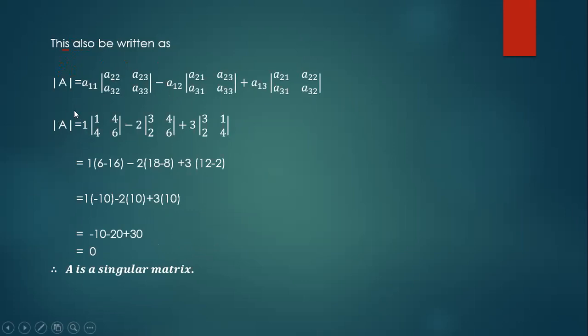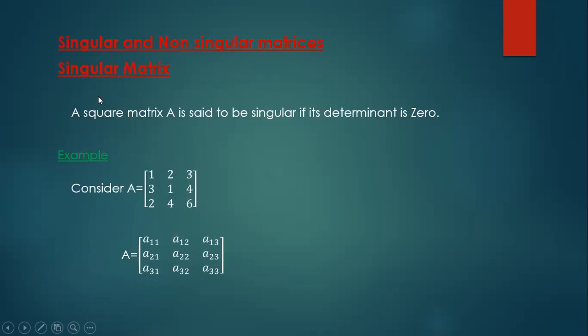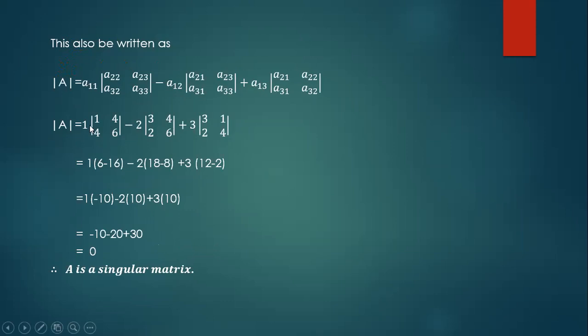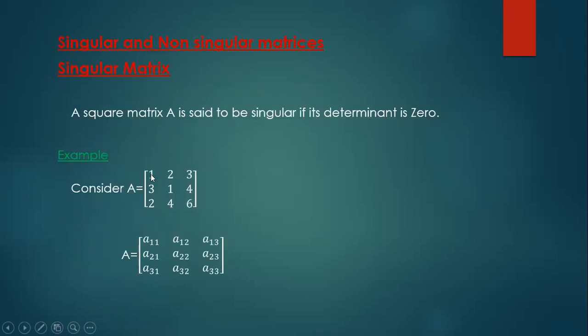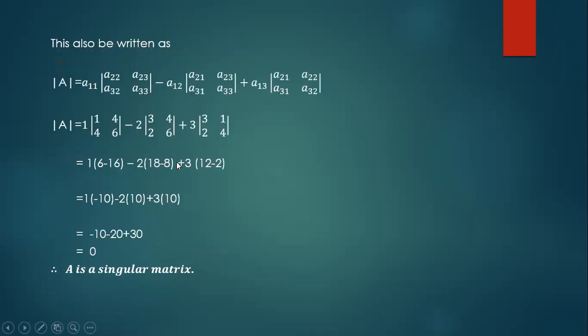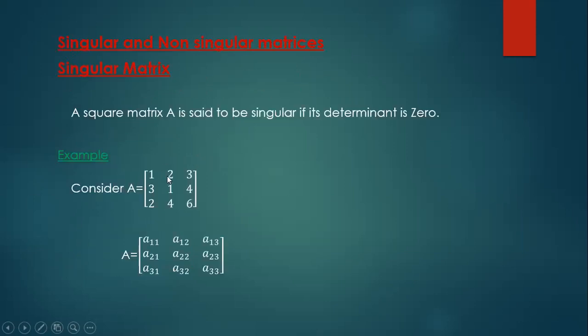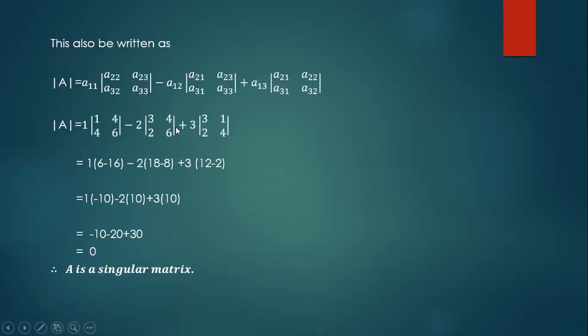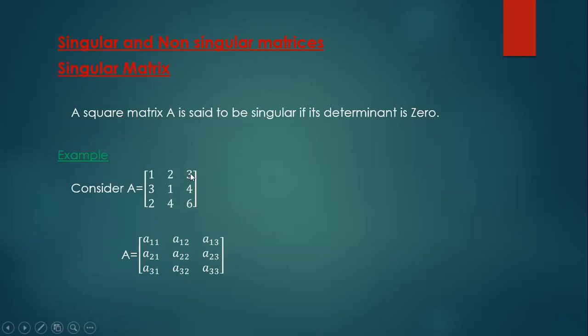Substitute the values for determinant A, all the values a11, a21, a22, a33. Here, first we take 1 outside, leave this row and this column. The remaining determinant is 1, 4, 4, 6. Next we take minus 2, leave this row and this column. We take 3, 2, 4, 6. Next one, we take 3 outside, we leave this row and this column: 3, 1, 2, 4.